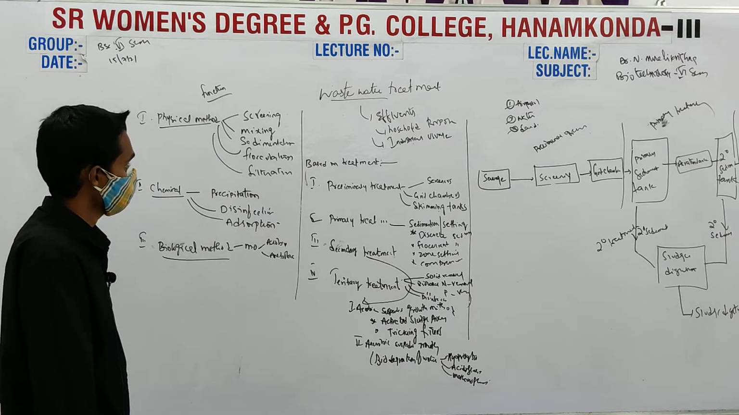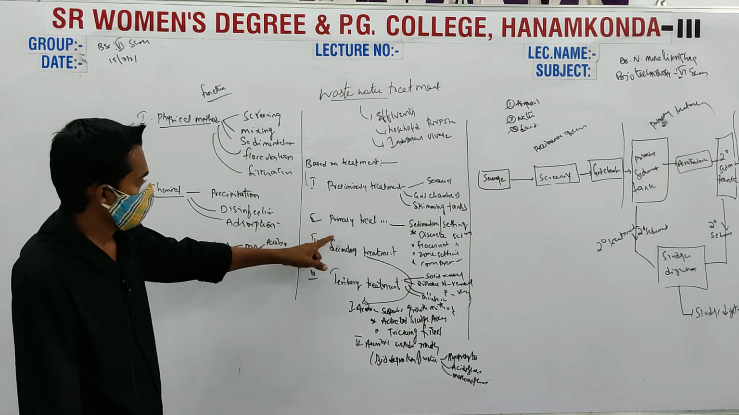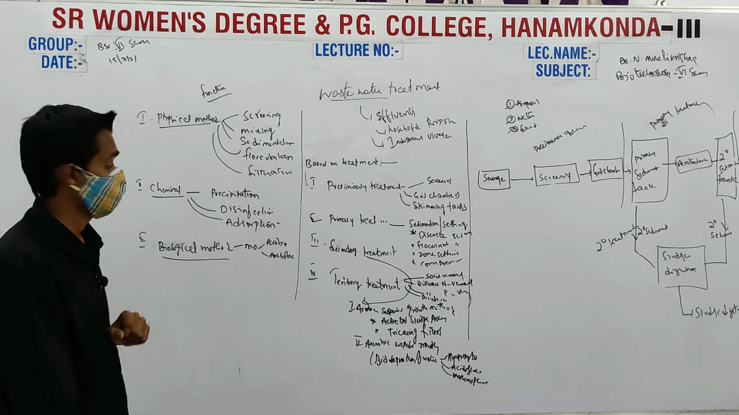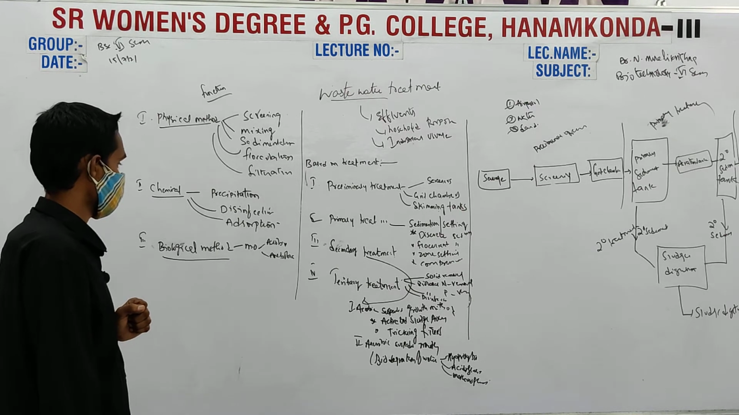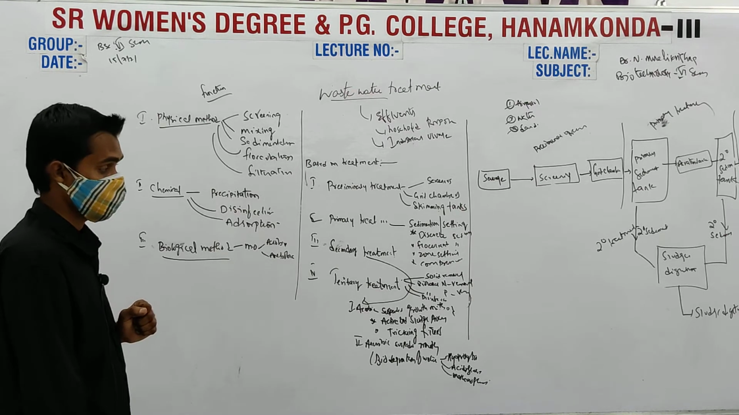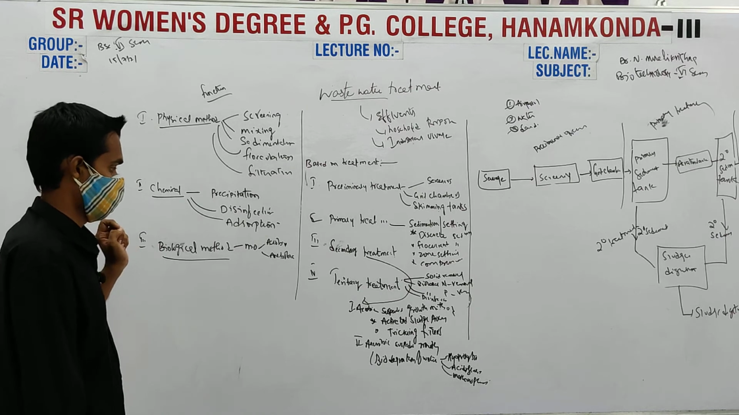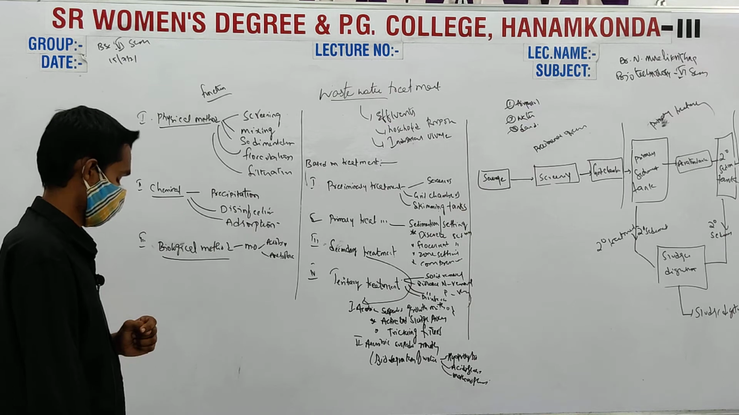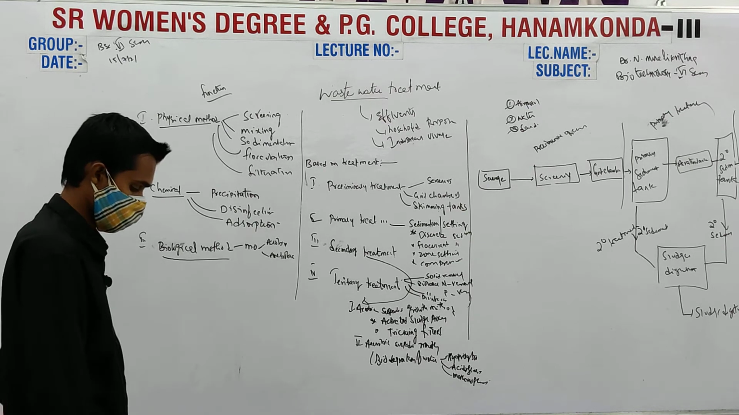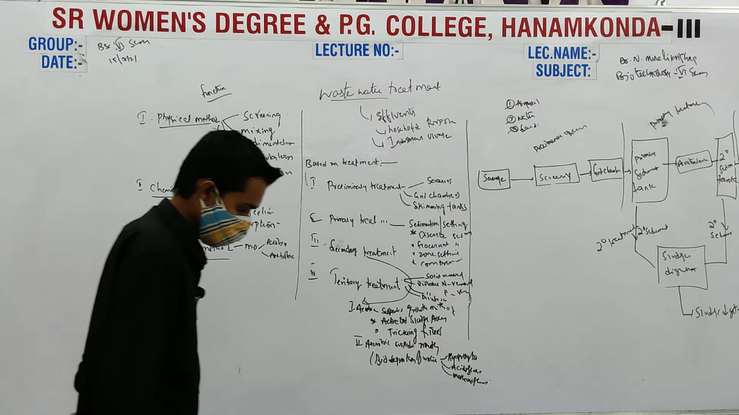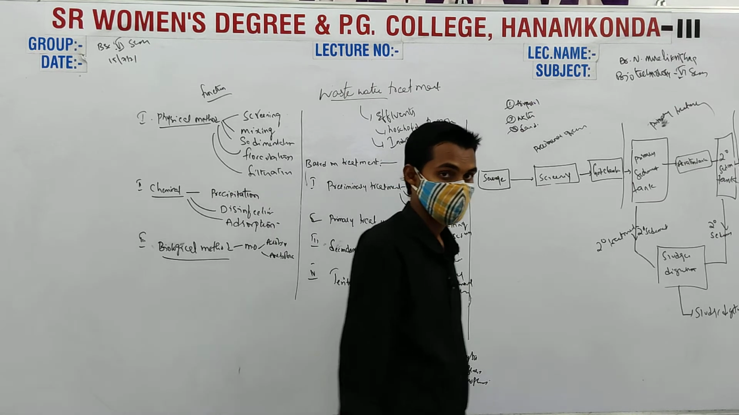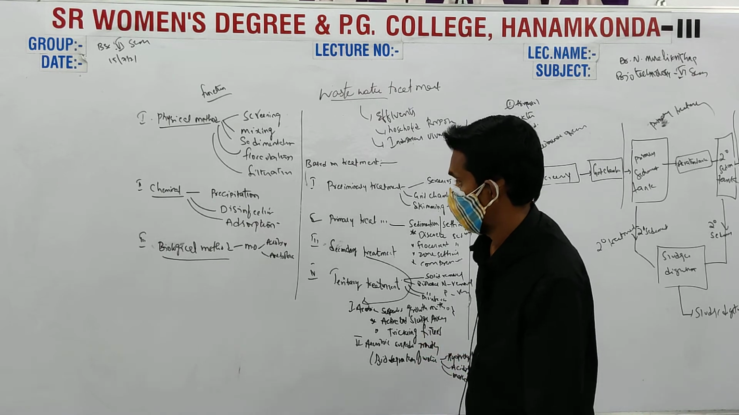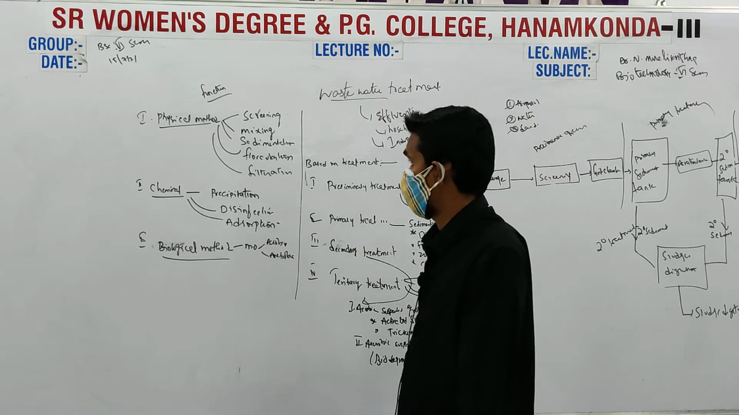So this physical method includes the preliminary and primary treatment methods up to filtration. Whereas the chemical method includes precipitation, disinfection and adsorption, which includes secondary treatment. Whereas the biological method uses aerobic and anaerobic microbial organisms to degrade the biological waste. That is the biological method of treatment of water.